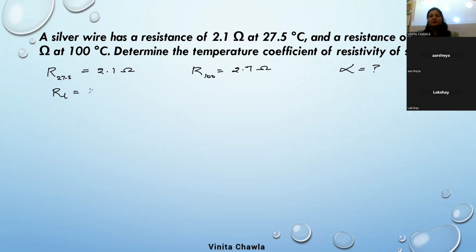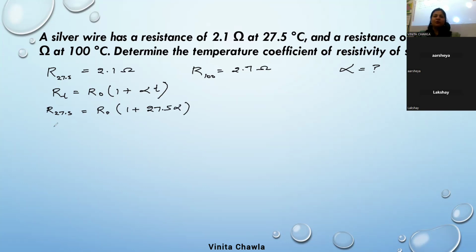No ma'am. R_T is equal to R naught, 1 plus alpha T, we had done that. We have used this relation. At 27.5 degrees Celsius, we can write R 27.5 is equal to R naught, where R naught is the resistance at 0 degrees Celsius, times 1 plus alpha times the rise in temperature. It's 27.5 degrees Celsius, so I'll write 27.5 alpha.